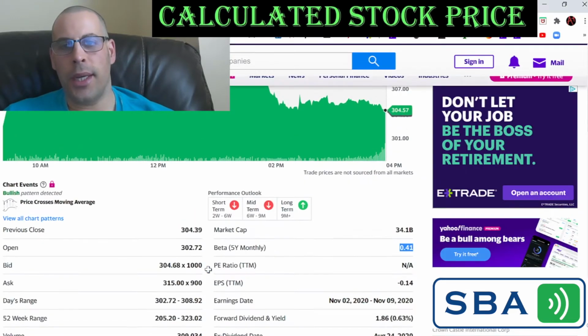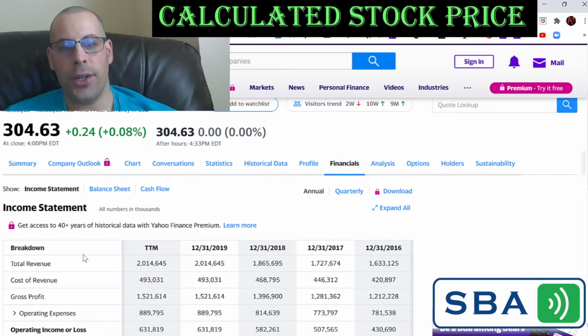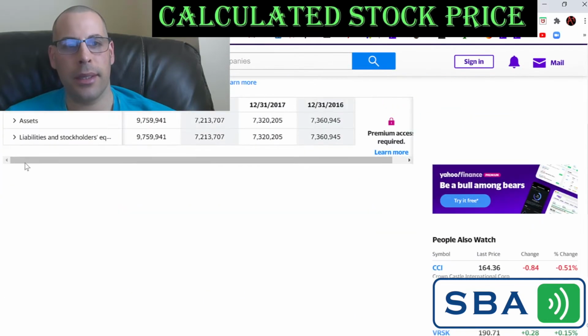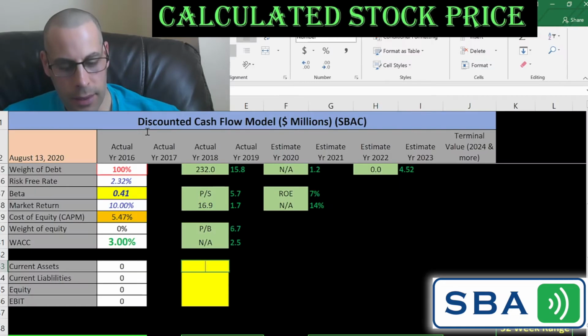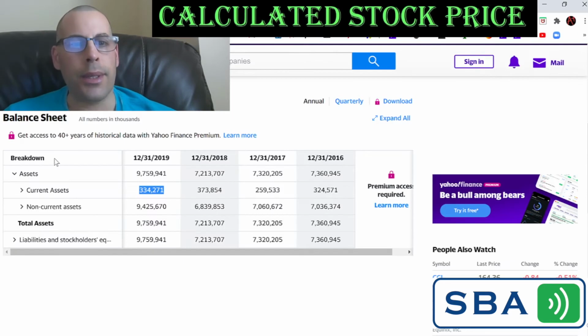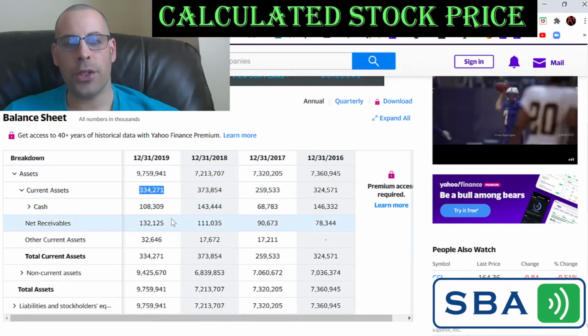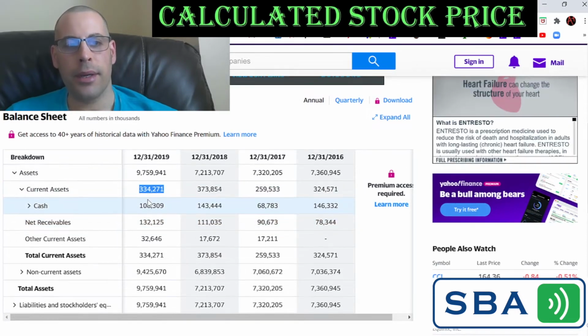Let's go to the balance sheet to get their current assets. We need to calculate the current ratio later, and current ratio is current assets over current liabilities. And that's $334 million. Let's see what that is. That's $108 million of cash, $132 million of net receivables, and $32 million of other.